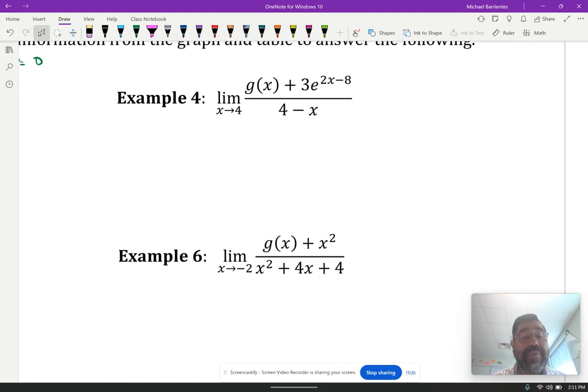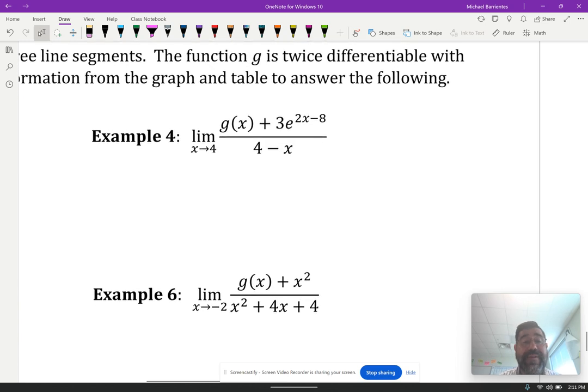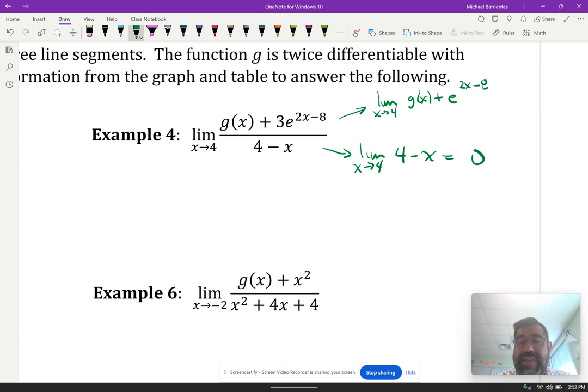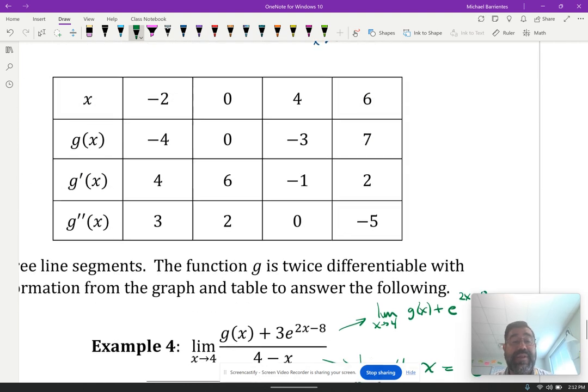When I look at number 4, I need to verify that it is eligible for me to use L'Hopital's rule. And I can tell without finishing writing the bottom that, yes, this one is, because we're going to get 0 when I plug in 4. In the numerator, I'm going to take the limit as x approaches 4 of g of x plus e to the 2x minus 8. Whoa, that's a lot. Well, if I plug in 4 here, I need to know what g of 4 is.